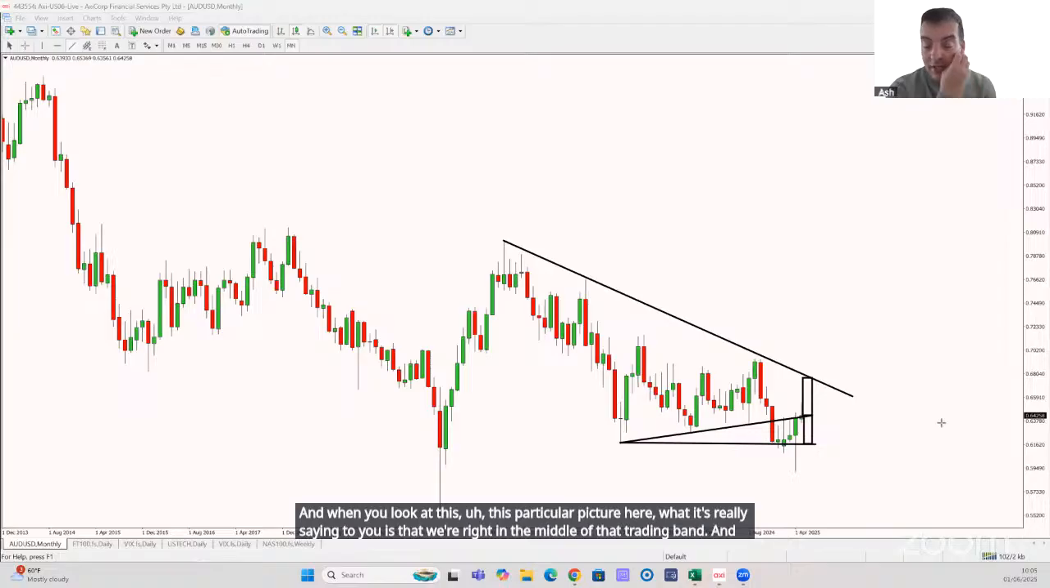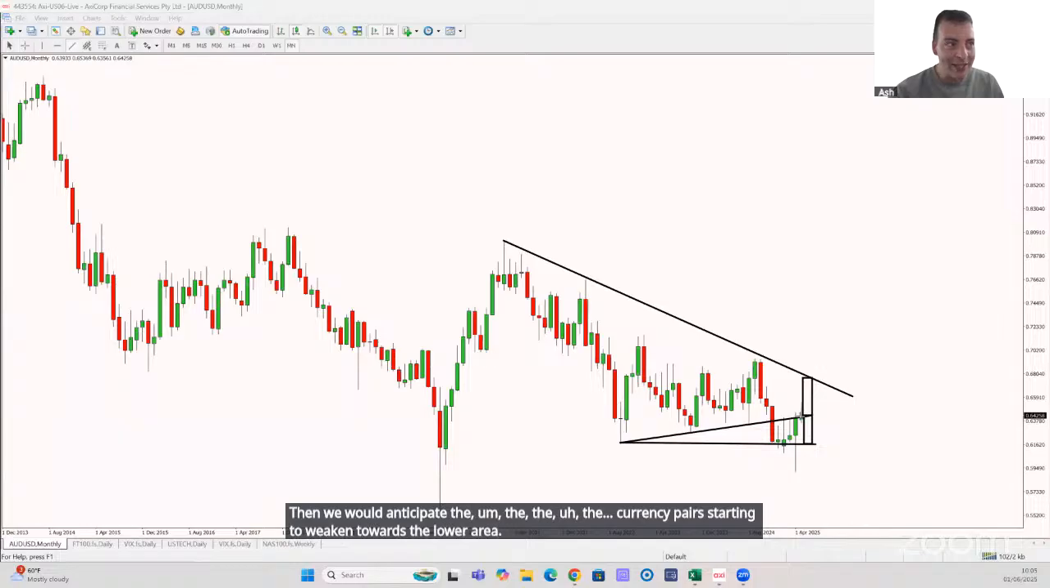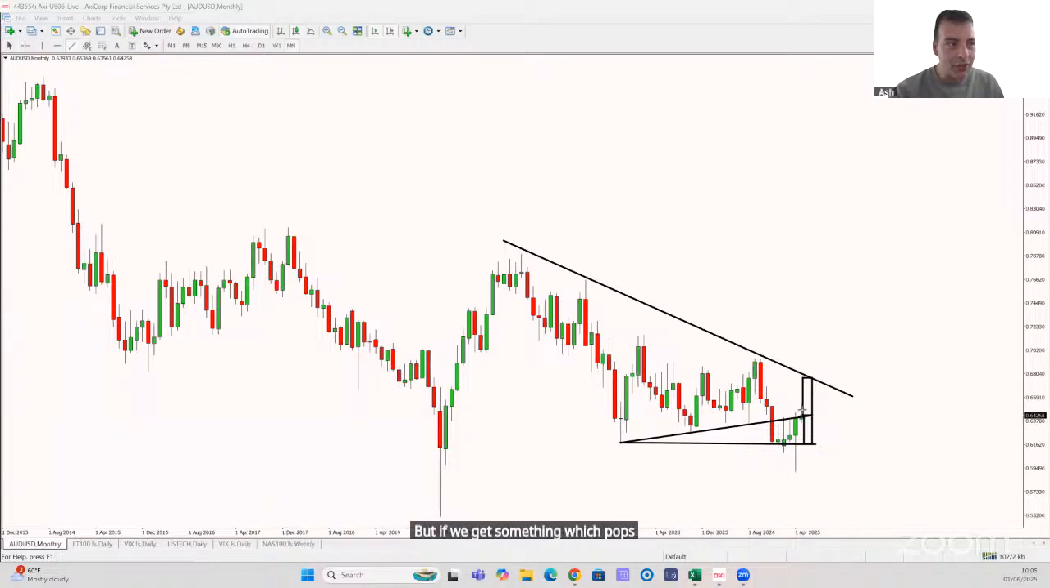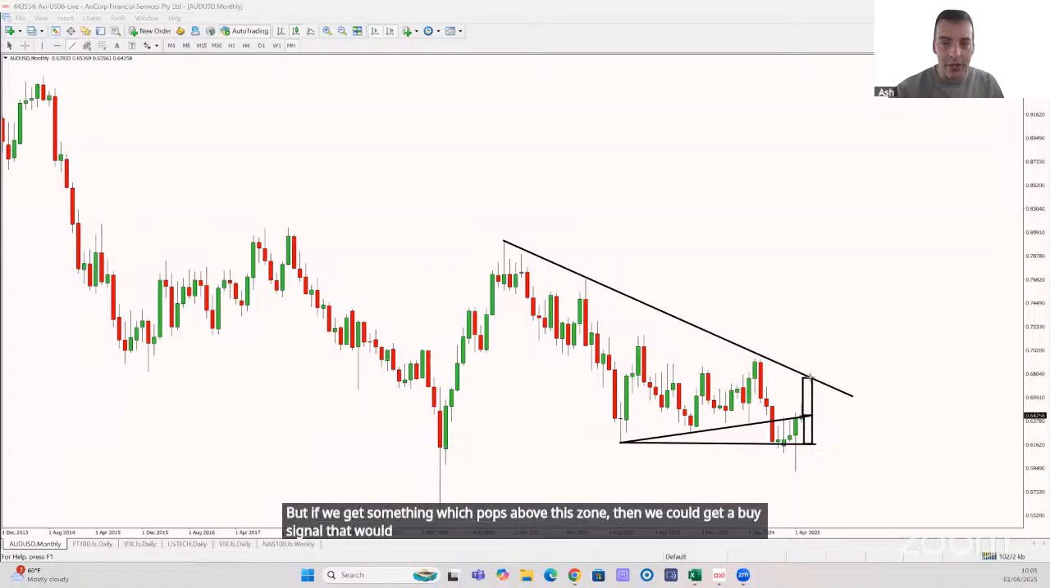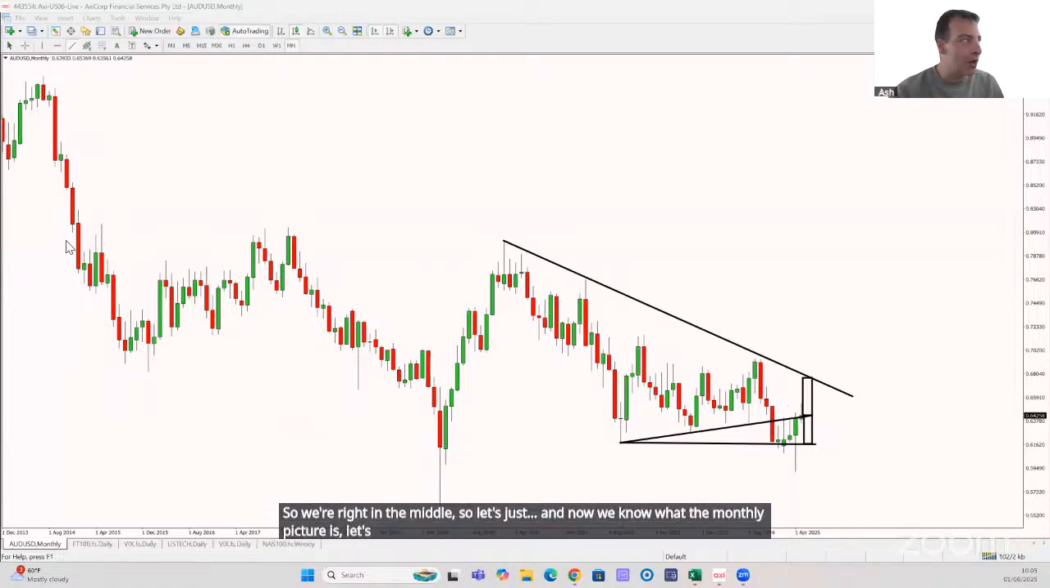It does suggest that, on a month by month basis, if we get a sell signal on a daily time frame, then we would anticipate the currency pair starting to weaken towards the lower area. But if we get something which pops above this zone, then we could get a buy signal that would suggest we're going to go up to the upper area. So we're right in the middle. Now we know what the monthly picture is, let's have a little deep dive into what the weekly picture suggests.